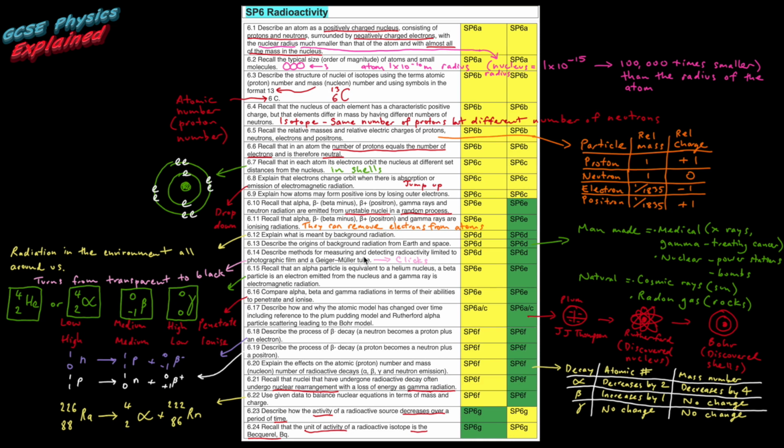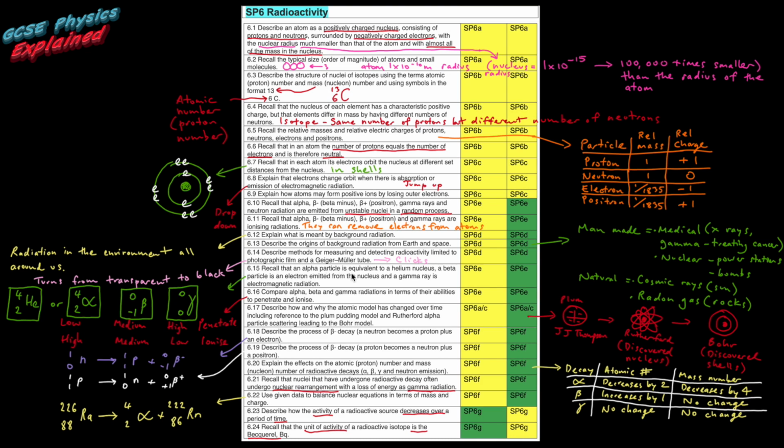Describe methods for measuring and detecting radioactivity limited to photographic film and a Geiger-Müller tube. Well, a Geiger-Müller tube clicks when it's detecting radiation, and a photographic film turns from transparent to black if it detects radiation.